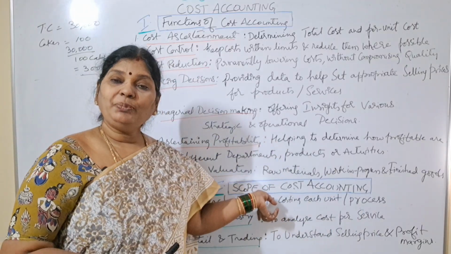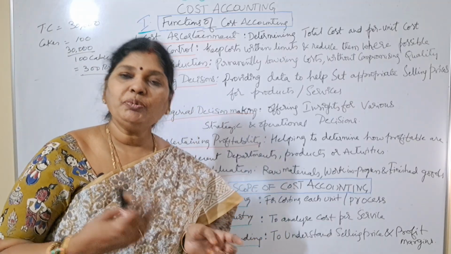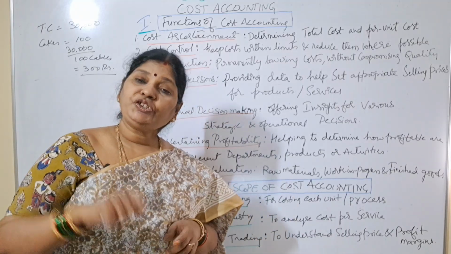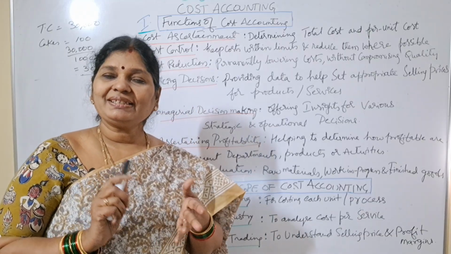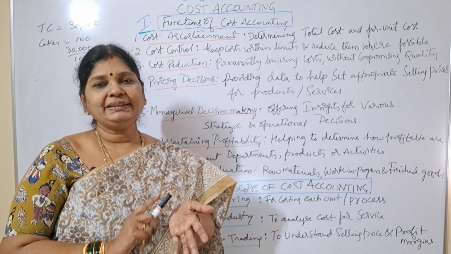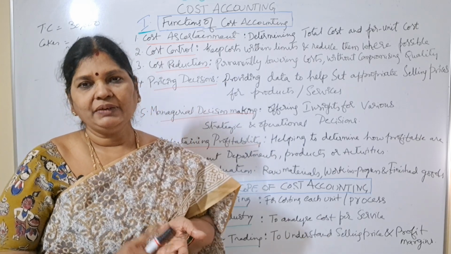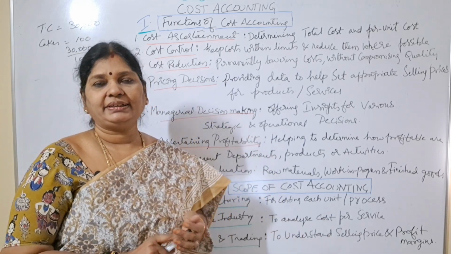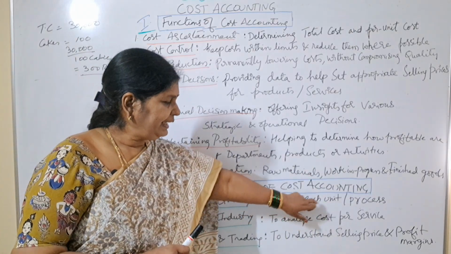If you take the example of the automobile industry, when we are manufacturing different models of cars, for each model of car we want to know what the cost is. Here, cost means direct material, direct labor, and direct expenses. We want to know this for each car. That is called costing for each unit.